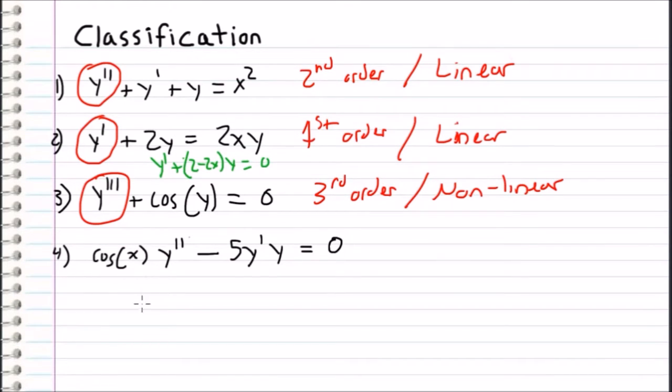And in this fourth example, we see this cosine again, but this is a function of x as a coefficient of y double prime, so that's okay. But right here, we have 5y prime times y. This is like saying we have 5y prime as a coefficient for y, and this is not a function of x only. This includes our unknown function y. Therefore, we can conclude that this is a second order nonlinear differential equation. Hopefully you can see the pattern here, and this will help you classify a differential equation.